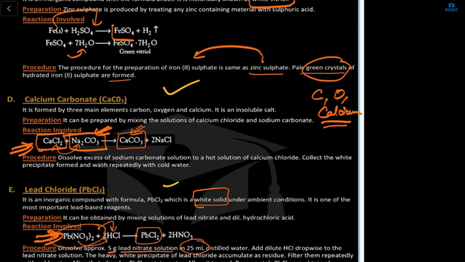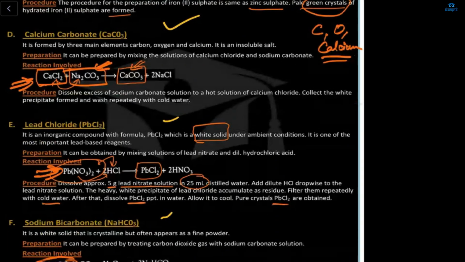And how to prepare this? What reactions are involved? Ma'am, calcium chloride and sodium carbonate. Yes. If we mix calcium chloride and sodium carbonate, what will we get? We will get calcium carbonate plus NaCl.